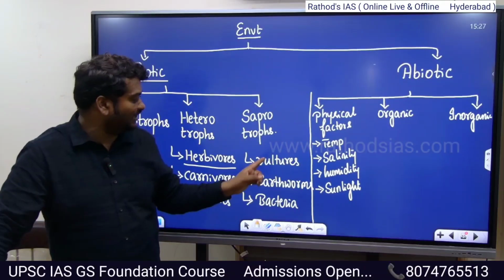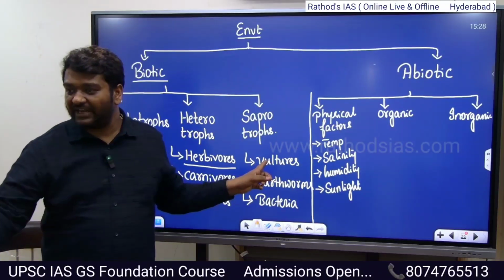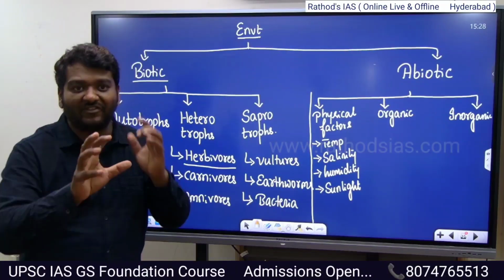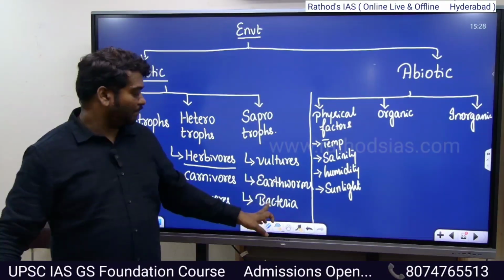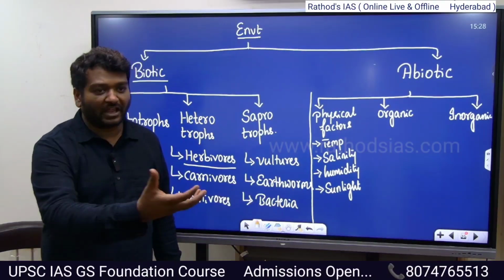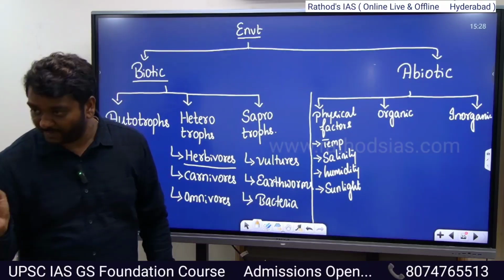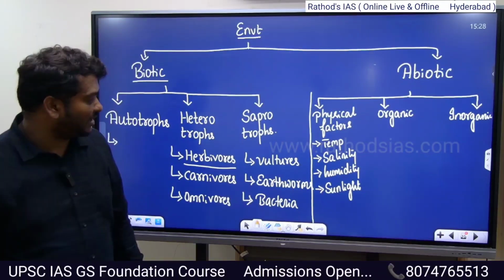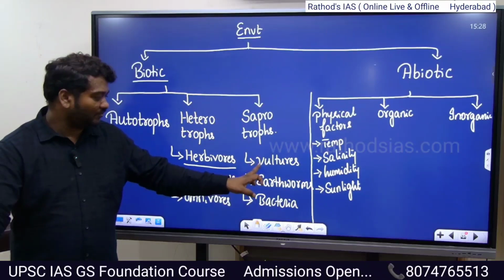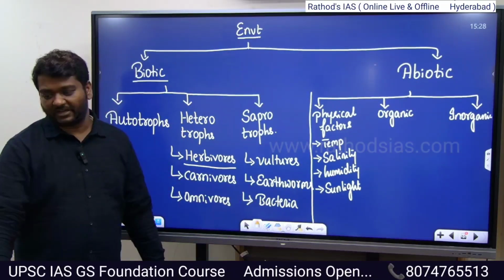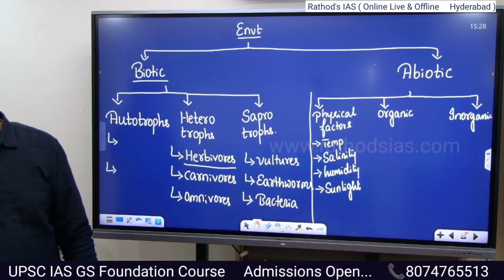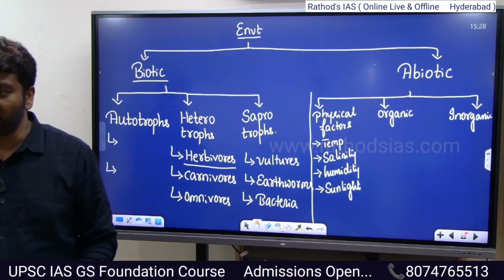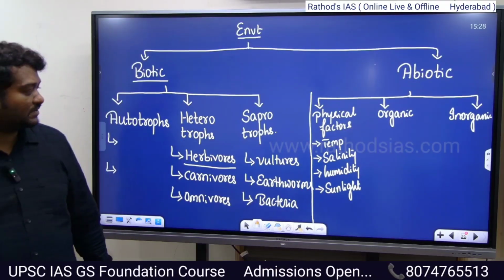For example, vultures. Vultures will not eat like all other things. They will only eat flesh. Bacteria and all will eat any type. Earthworms will eat any type. It is mostly decomposing. So similar to that, you need to have understanding. You write vultures, earthworms, bacteria, etc. Questions are asked directly, guys, which of the following act as decomposers? Like saprotrophs.